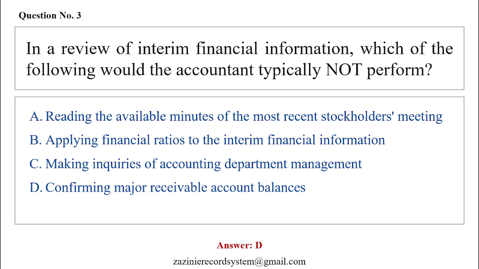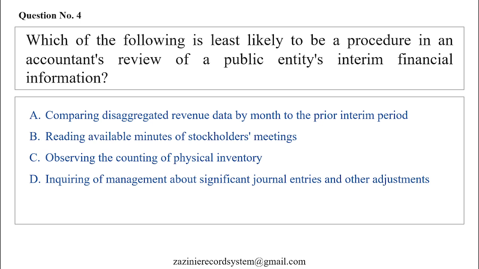Question number 4. Which of the following is least likely to be a procedure in an accountant's review of a public entity's interim financial information? Letter A, comparing disaggregated revenue data by month to the prior interim period. Letter B, reading available minutes of stockholders' meetings. Letter C, observing the counting of physical inventory. Letter D, inquiring of management about significant journal entries and other adjustments. Correct answer is letter C.